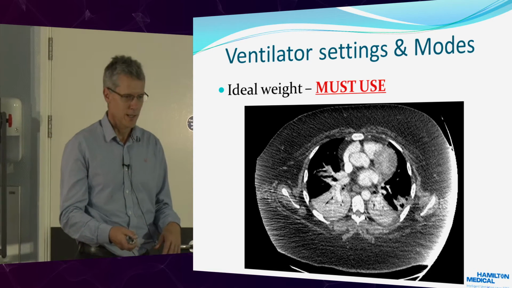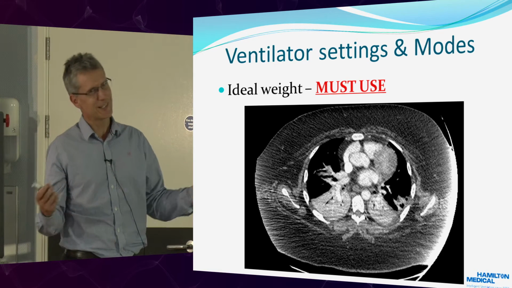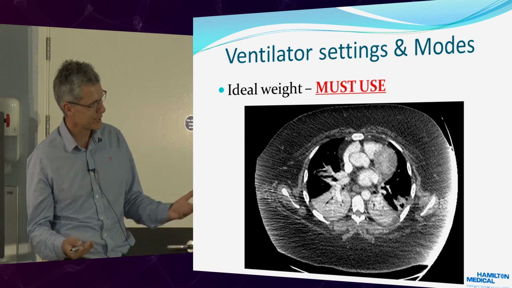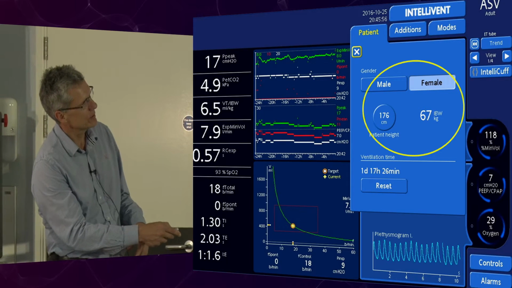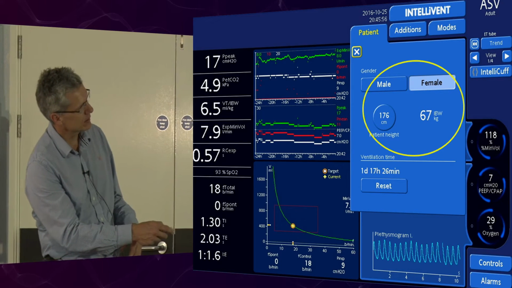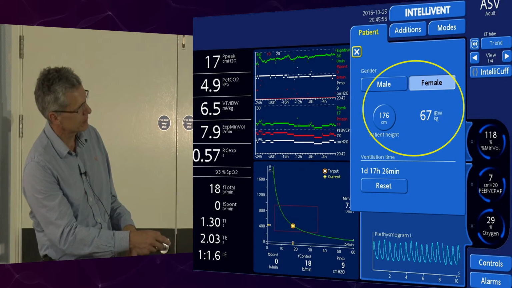You often see, this patient weighs 200 kgs and their ideal weight's 50. They'll go, but you have to do it. Some to just do, again, the daily check at the bedside. So you click on the patient button. We just make sure it's still female.